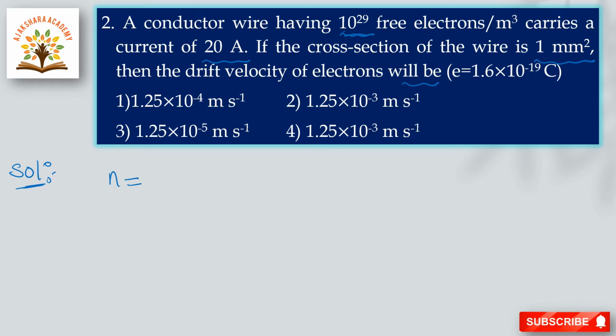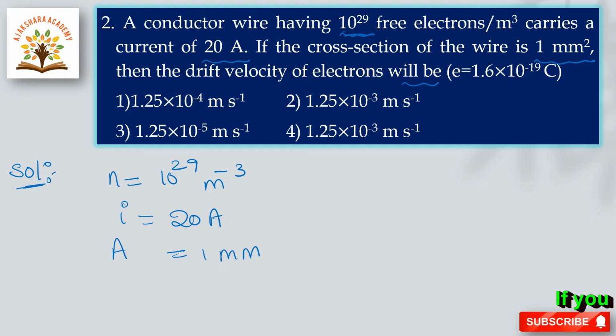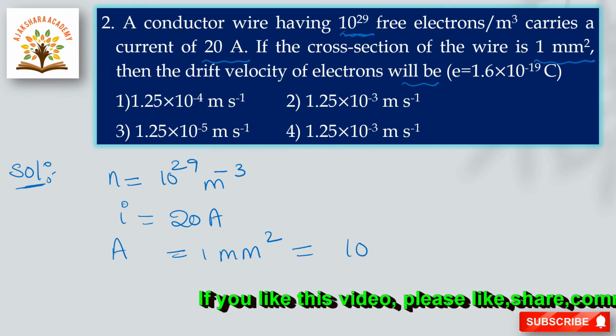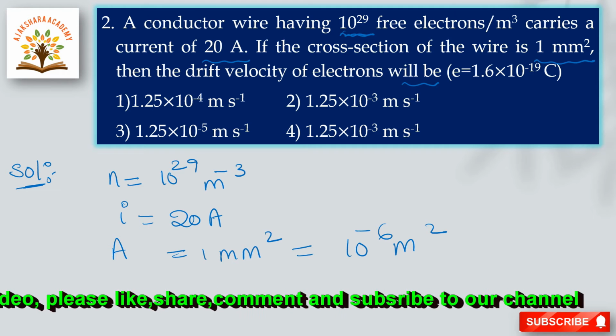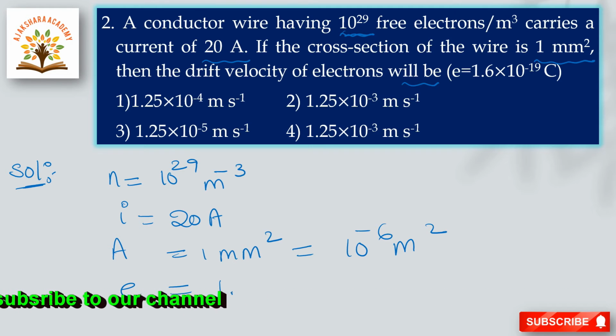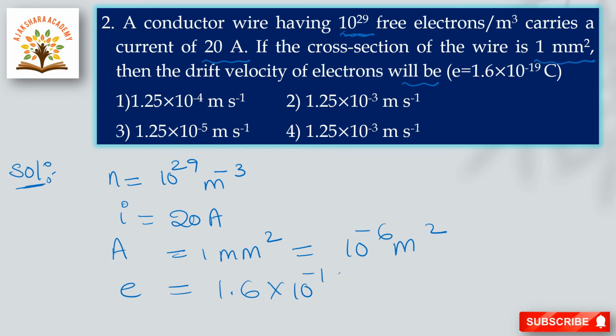Given number of electrons is equal to 10 to the power of 29 meter to the power of minus 3, and current I is equal to 20 amps, and area A is equal to 1 millimeter square, that is equal to 10 to the power of minus 6 meter square, and charge of electron is given as 1.6 into 10 to the power of minus 19. Next VD, we have to calculate VD. VD is equal to I by NEA.